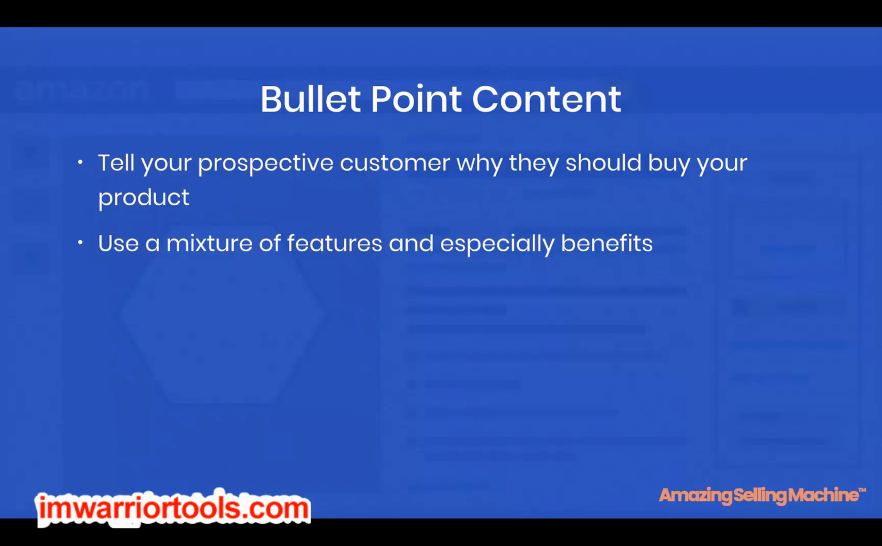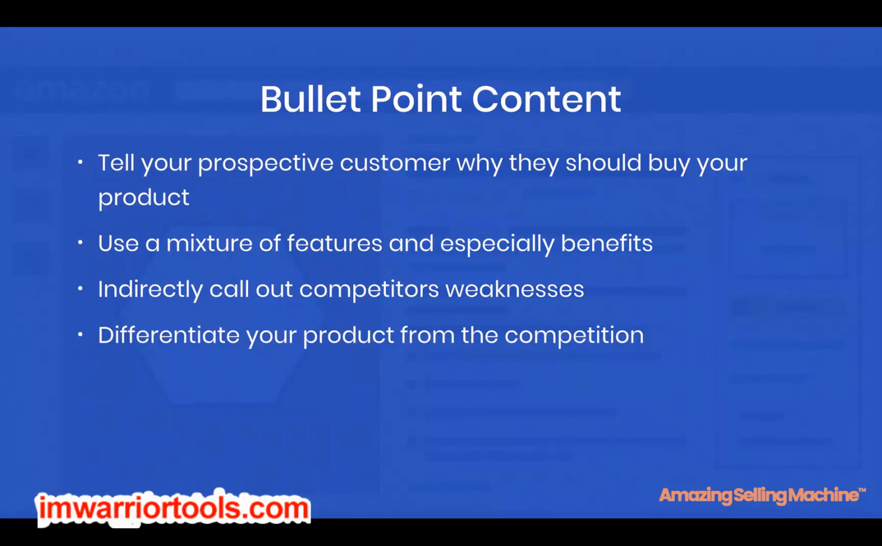Bullet point content: tell your prospective customer why they should buy your product. Use a mixture of features and especially benefits, and indirectly call out competitors' weaknesses. Now, it's important here you don't name the other products and what's wrong with them, but you should by now, after doing your research using reviews, know what your competitors' weaknesses are, and use that to differentiate your product from the competition. Lastly, you're going to remove risk and use all 5 bullet points.